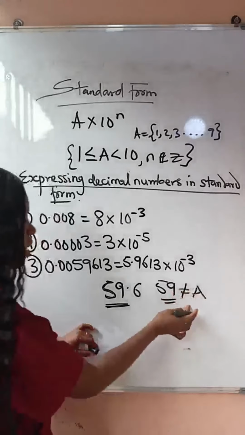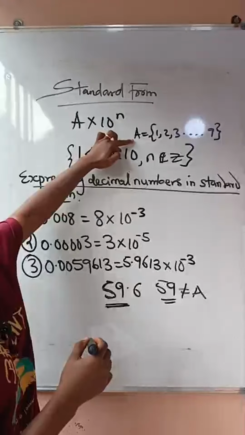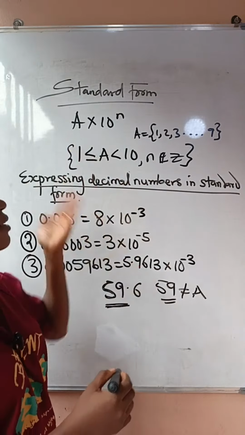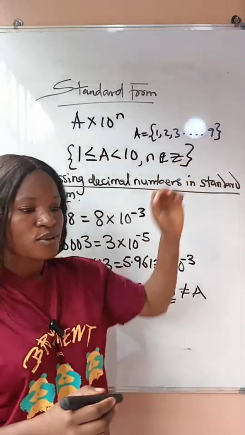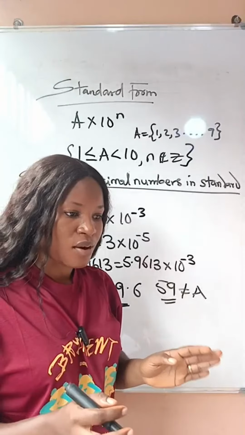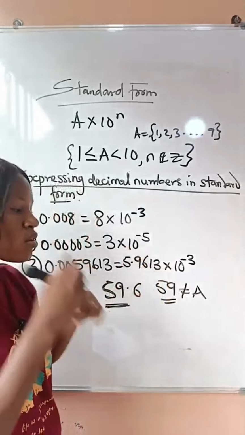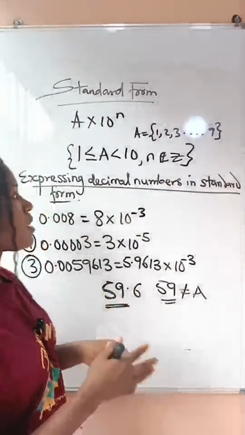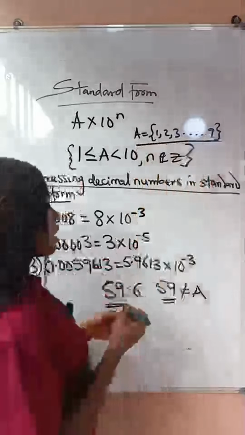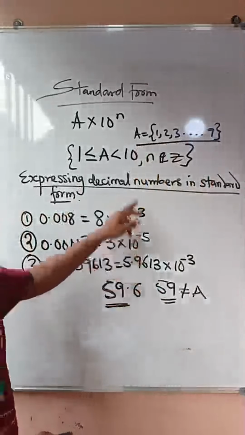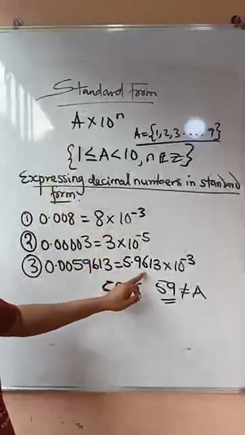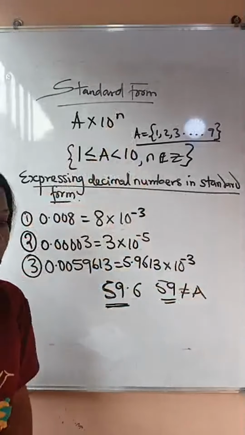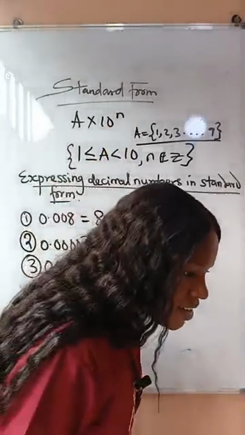It cannot be our A because according to the rule, the A must be between 1 and 9. And you can see that 59 is more than the numbers that we're supposed to have as our A. You'll get it now, right? That is why it must be 5.9, because 5.9 is approximately 6, and 6 is still within the range that we can call our A. So our A in this case is 5.9613 times 10 to the power of, then our n is minus 3. All right, any other question?